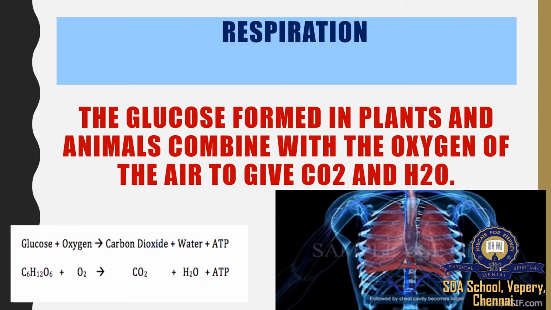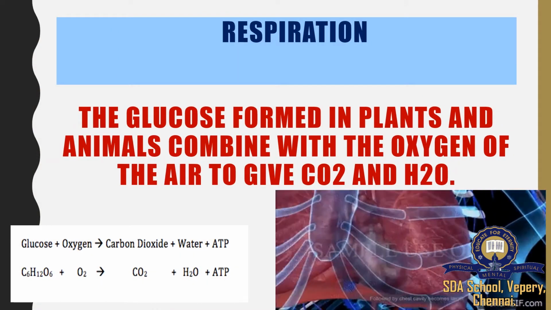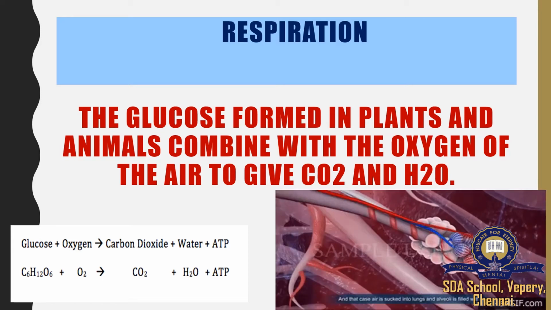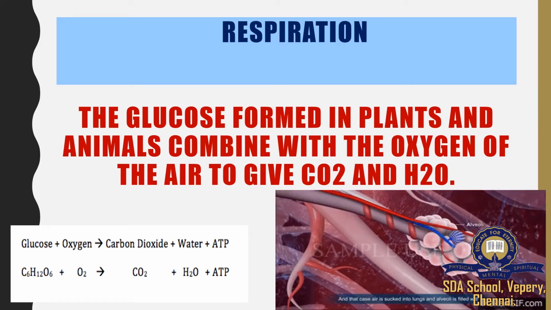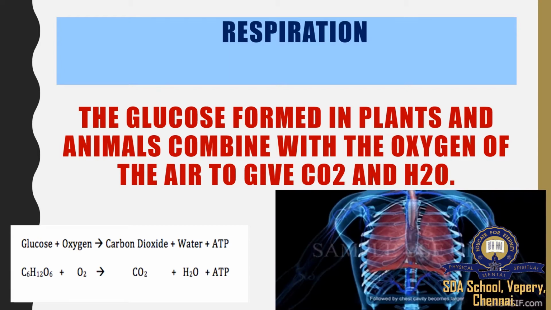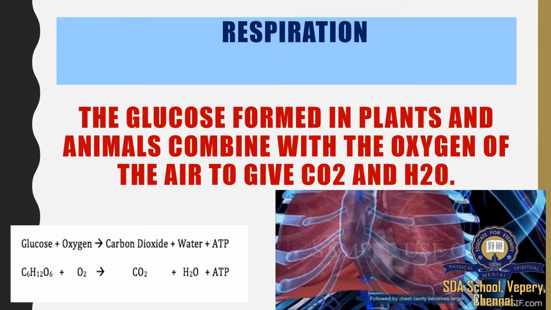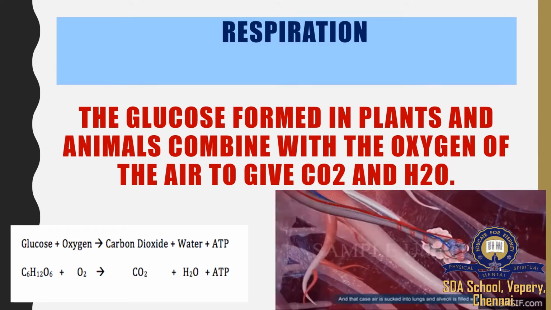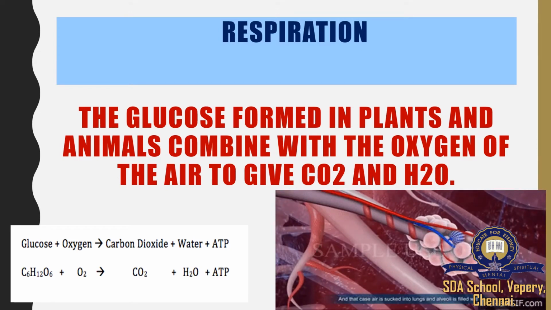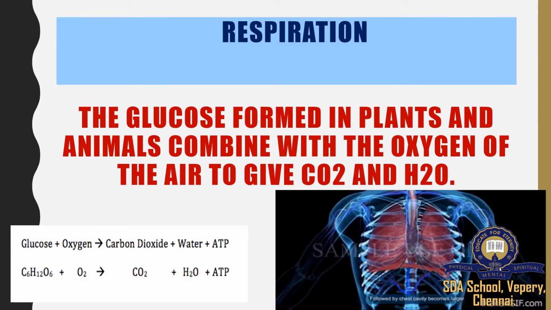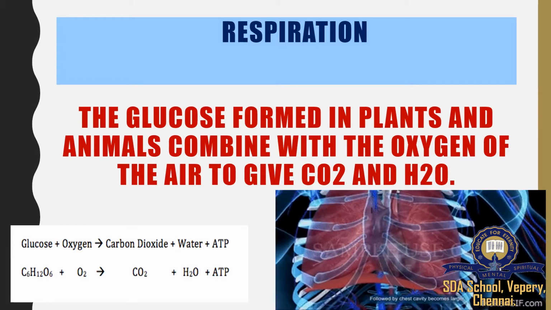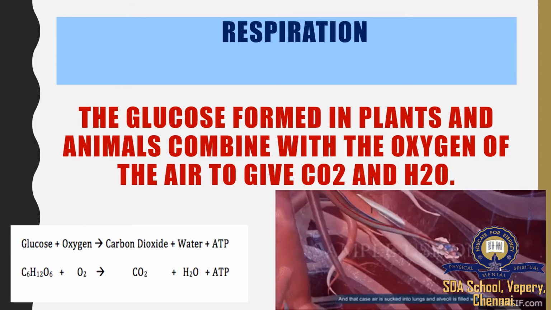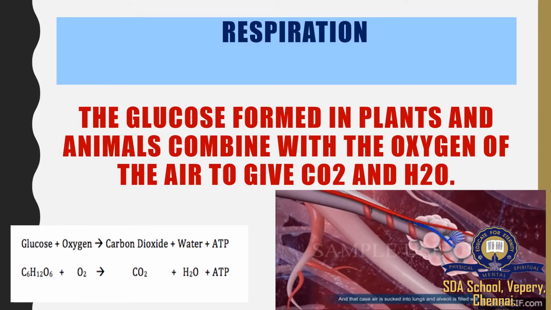Our next exothermic reaction is respiration. So respiration, what is happening? The glucose formed in plants and animals combines with the oxygen of the air to give CO2 and H2O. So when we are respiring, what is happening? The mixture of gases going and contacting the lungs is collecting only oxygen, and then that oxygen is helping the glucose to give out energy.